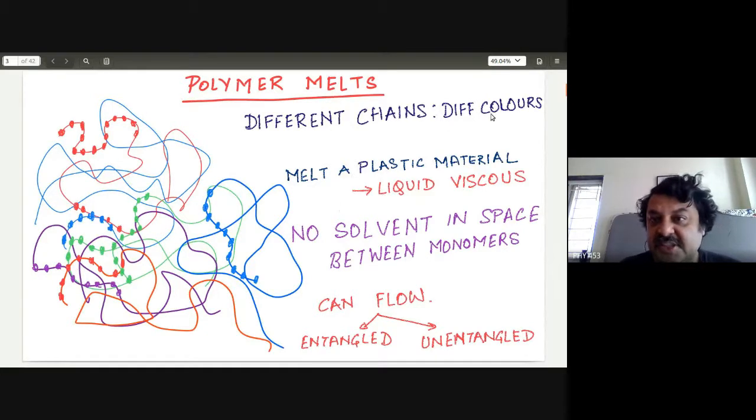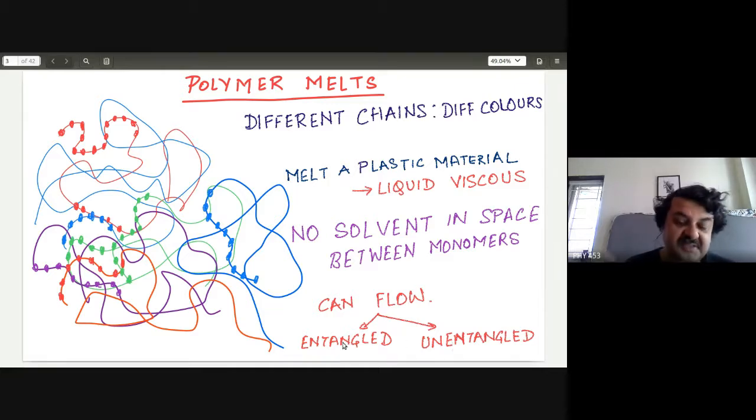Each polymer chain is represented by different colors. They are touching each other, and sometimes there's space in between. As I said before, if you melt a plastic material, you will get a liquid viscous stuff, and most important, no solvent in the space between monomers. So that's what a polymer melt is. And they can flow, even if entangled or unentangled.